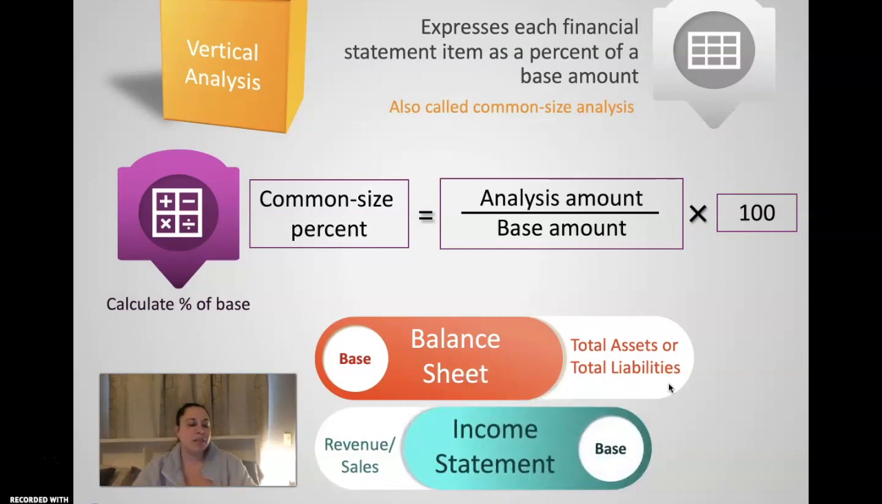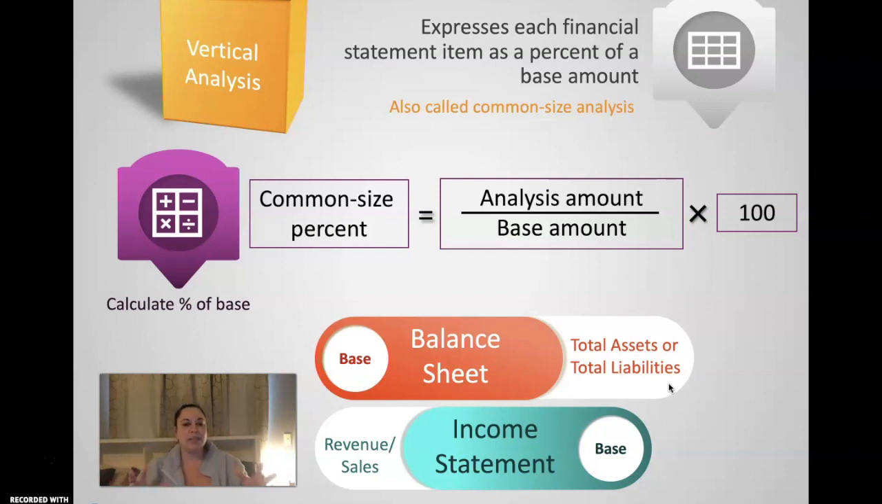Okay, if we're looking at an income statement, it's going to be your total sales number or your total revenue. It'd be the number at the top. That's going to be your base, and we're just going to take every other number below that and divide it by that base amount. So the purpose is really to see on a balance sheet, out of all of my assets, how is it broken up? How much of my assets are cash? How much are investments? How much is my land and my buildings and my PP&E?